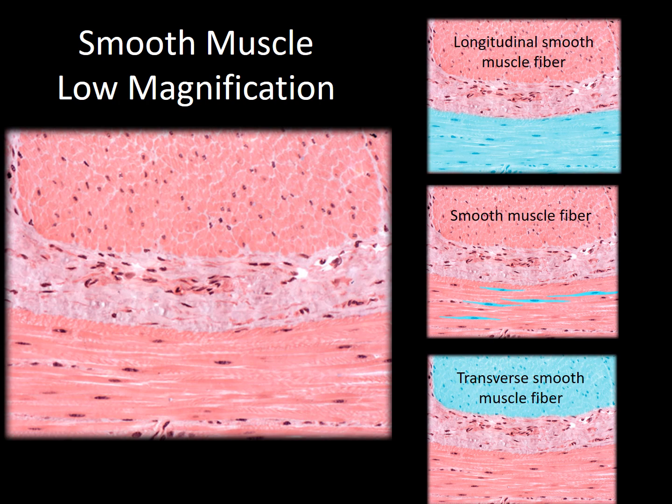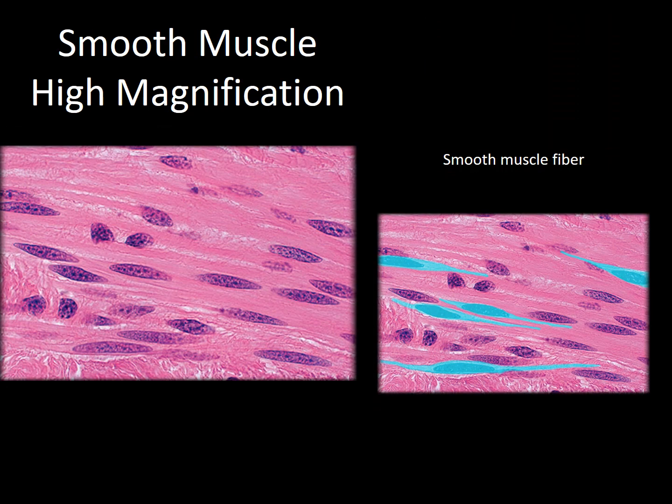So if you look at this smooth muscle, at the top of the image they're showing some longitudinal fibers, but if you look toward the bottom, you can see muscle fibers stacked on top of each other, but they don't have the same striations as we saw with the skeletal muscle fibers. High magnification, smooth muscle.